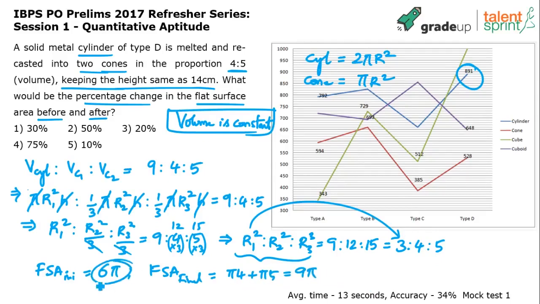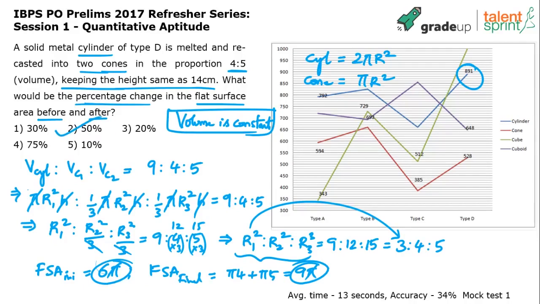So the initial value was 6 pi. The final value is 9 pi. He's asking us to find out the percentage change. Forget about pi, pi is constant, in fact. Smart people should not put pi on paper. That's a waste of your time. Initial value was 6 into some constant. Final value is 9 into the same constant. How much is the increase? 3 is the increase, on a base value of 6. So 3 upon 6 is how much? Half. Half is 50%. So your answer should be option 2.